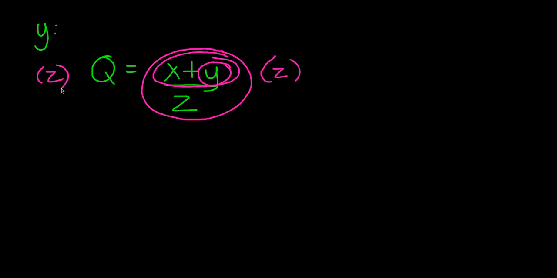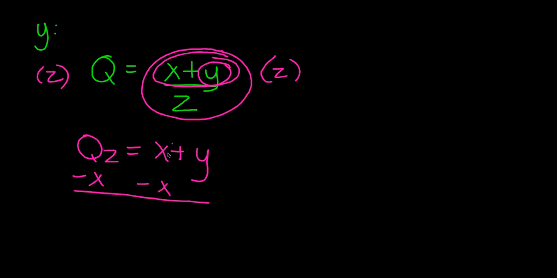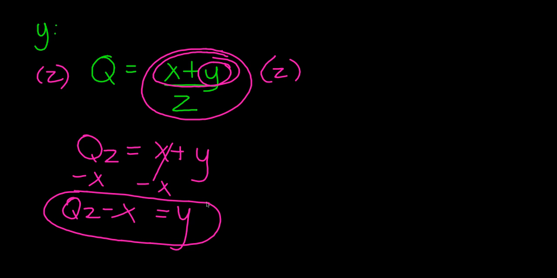Anything we do on the left has to happen on the right. That's going to give me qz equals x plus y. And now I'm still trying to get that y all by itself. So how do I get rid of a positive x? I get rid of a positive x with a negative x. And I get y equals qz minus x. And that's my answer. It's not really too hard.